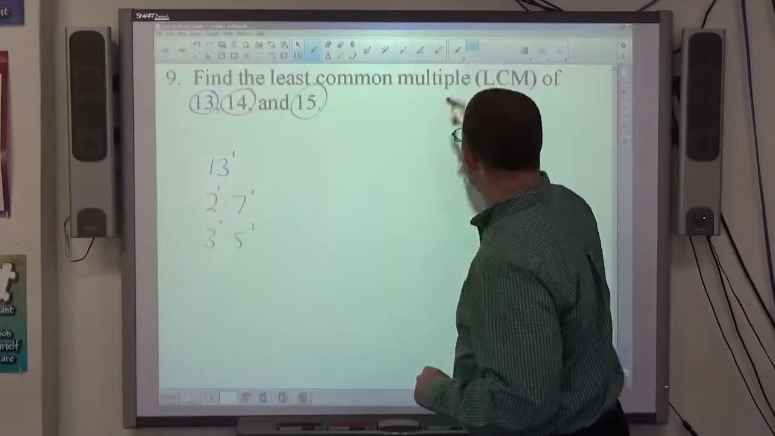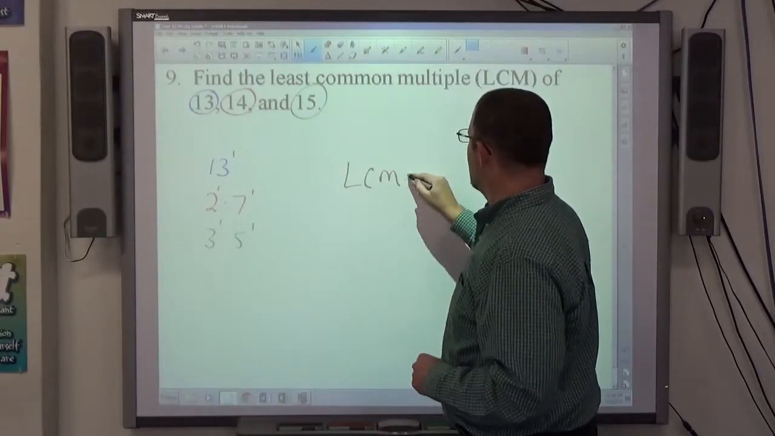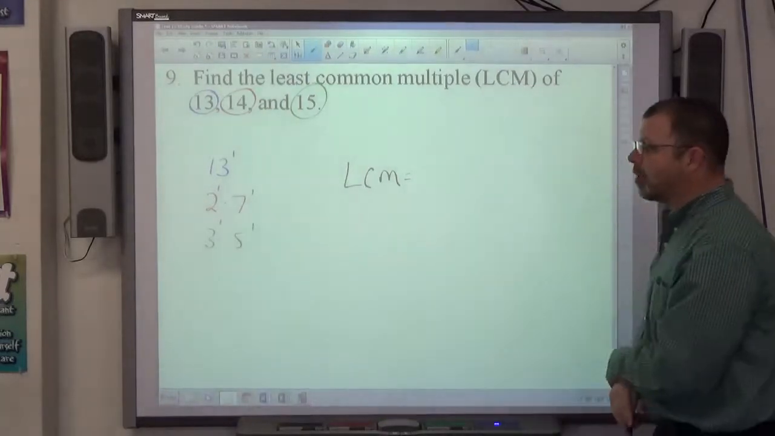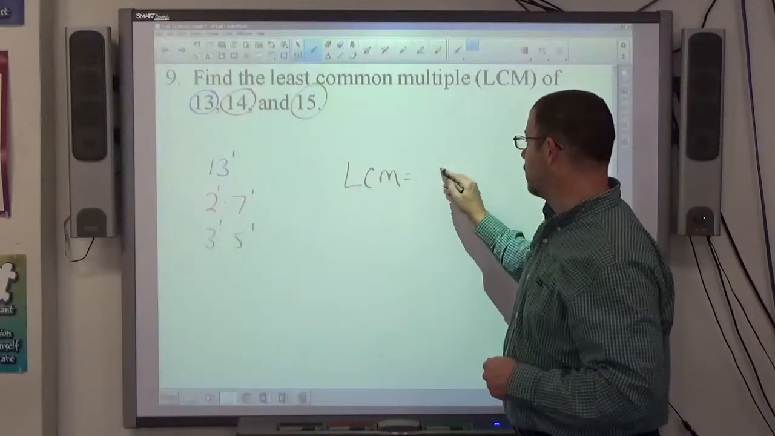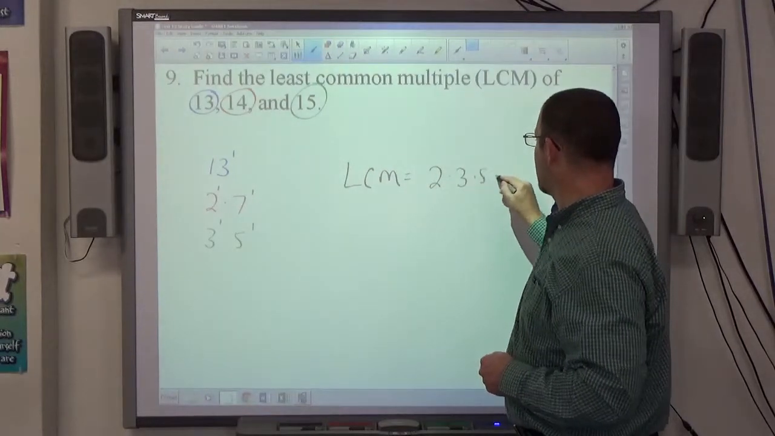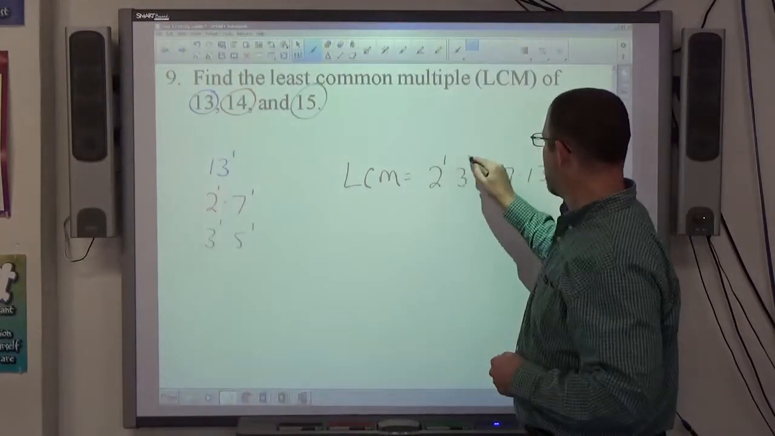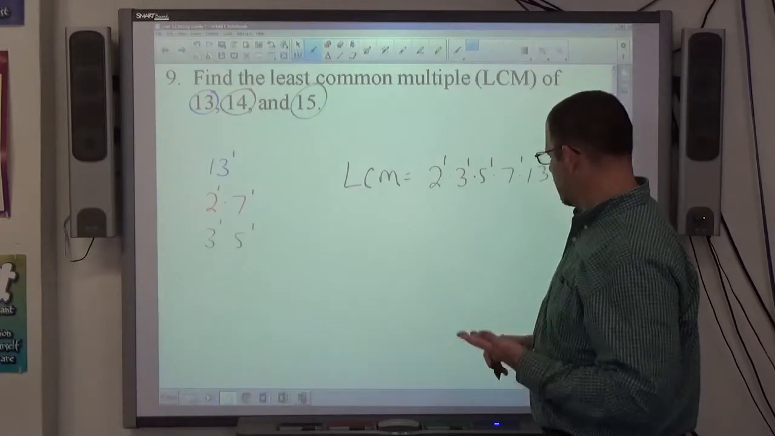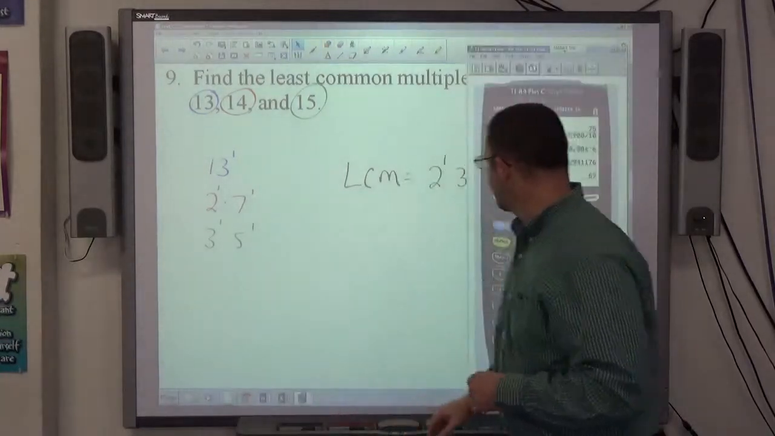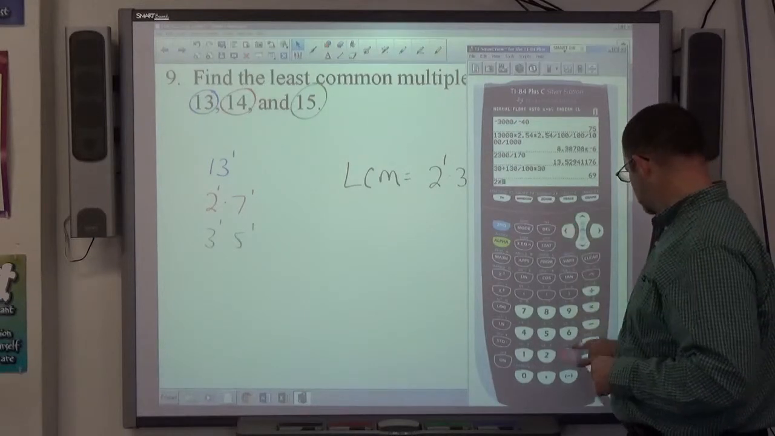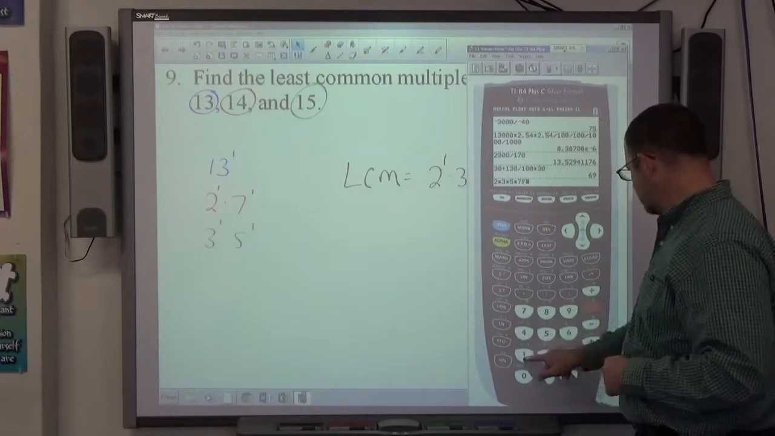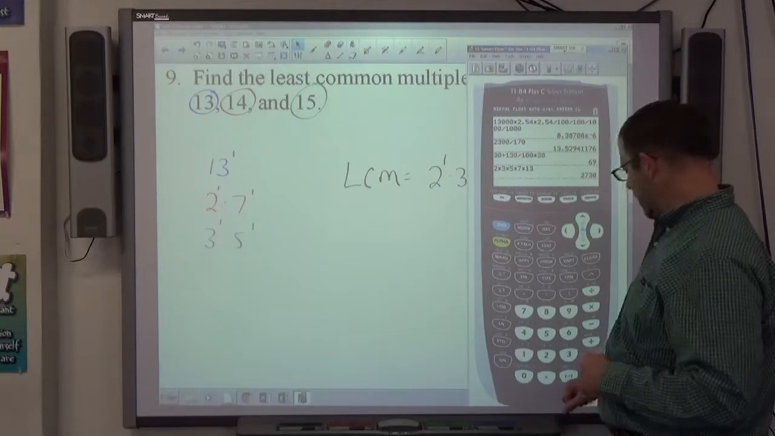And the least common multiple is simply every single prime number that occurs over there to its highest power. And as you can see, they're all different. So 2 times 3 times 5 times 7 times 13, all to the first power. And we just multiply those out, whatever it comes out to. 2 times 3 times 5 times 7 times 13 comes out to 2,730.